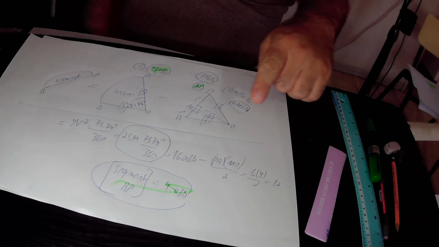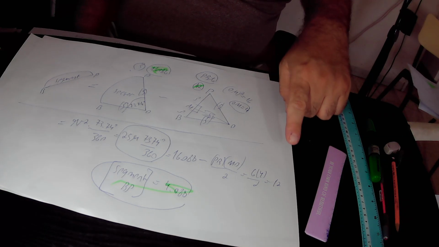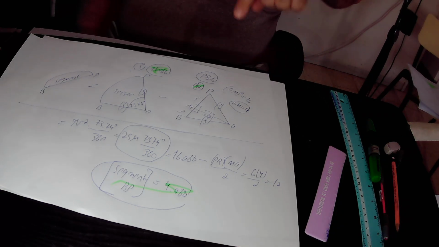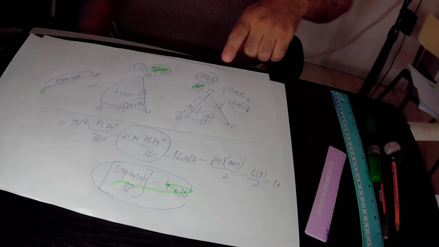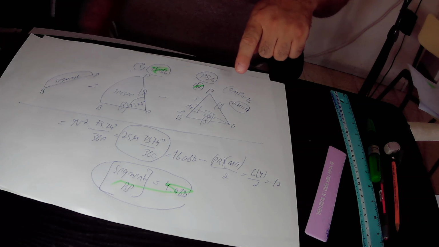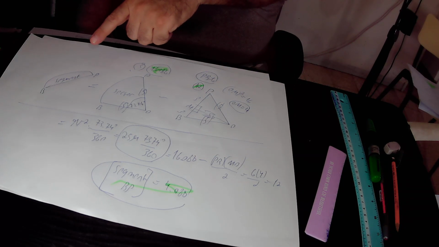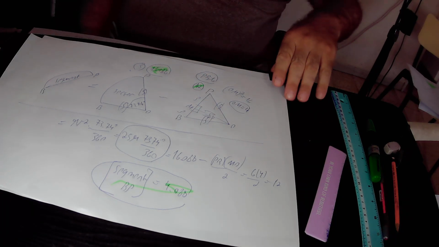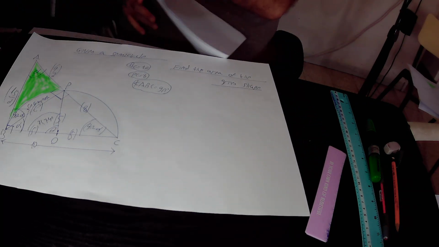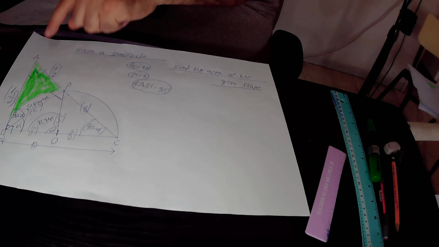So the base PB is 6, the height OM is 4, divided by 2. 4 over 2 is 2, and 2 times 6 is 12. So in total, the area of the isosceles triangle POB is 12 square units. And 16.088, the area of sector POB, minus 12, the area of the isosceles triangle POB, is 4.088. So in total, the area of segment PB is equal to 4.088 square units.